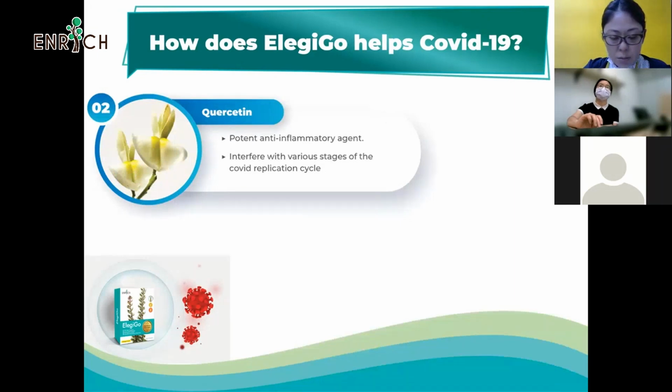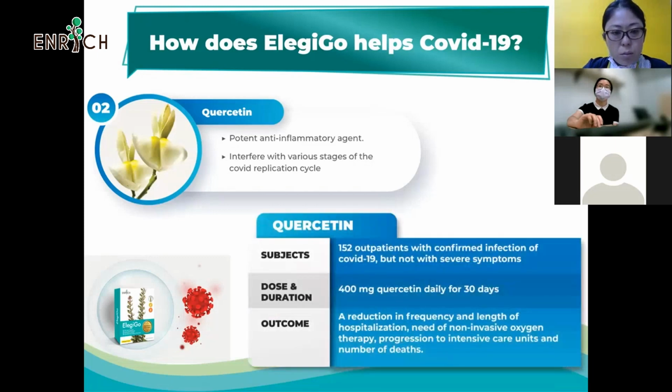Quercetin also helps in terms of interfering with the various stages of the COVID replication cycle. And there are also studies to show that when patients are given quercetin, there is a reduction in the frequency and length of hospitalization, the need for non-invasive oxygen therapy, progression to intensive care units, as well as reducing the number of deaths.